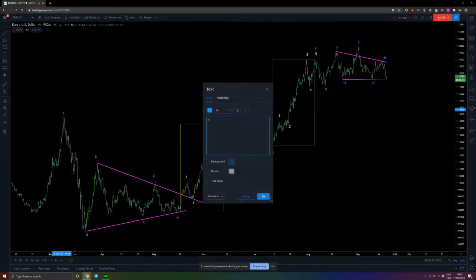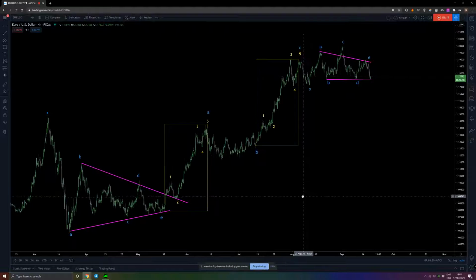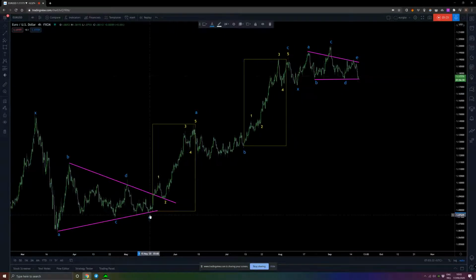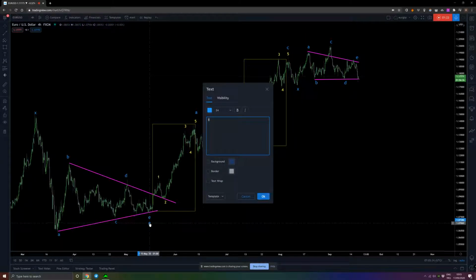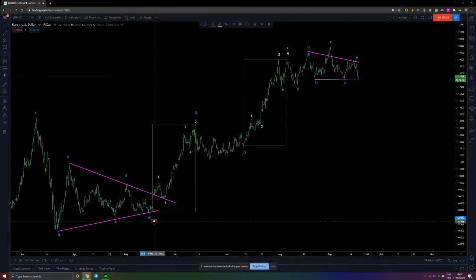So it was happening at the end of a complex correction. And we were saying something on the bigger degree has ended here. Okay, so we will put a question mark here because we don't know actually what did finish. So then the question starts like this. Did this move end here? A, B, C. Is it a zigzag?